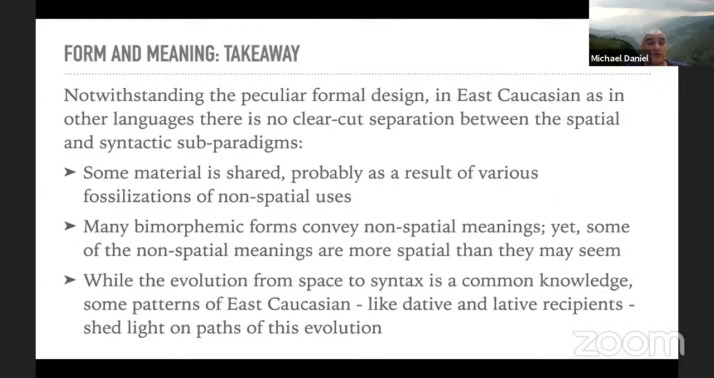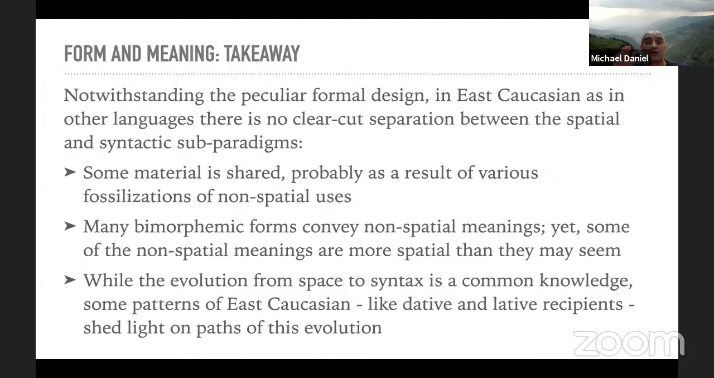Also, you see what you see in other languages: many bimorphemic forms convey non-spatial meanings, but importantly, some of the non-spatial meanings are more spatial than it may seem, as I have argued for the temporary possessors and temporary recipients, the obvious candidates for the non-spatial uses of spatial forms. They still keep the spatiality to them. So they are more spatial than may seem.